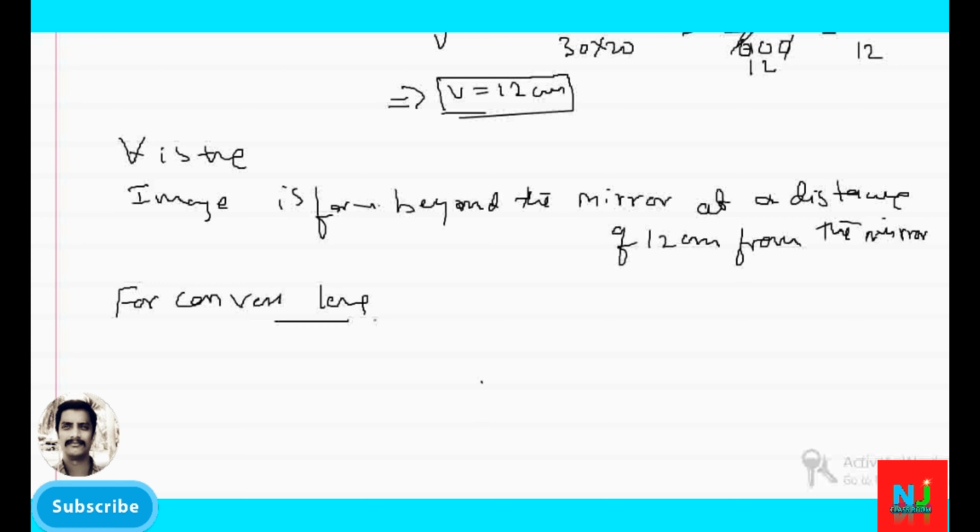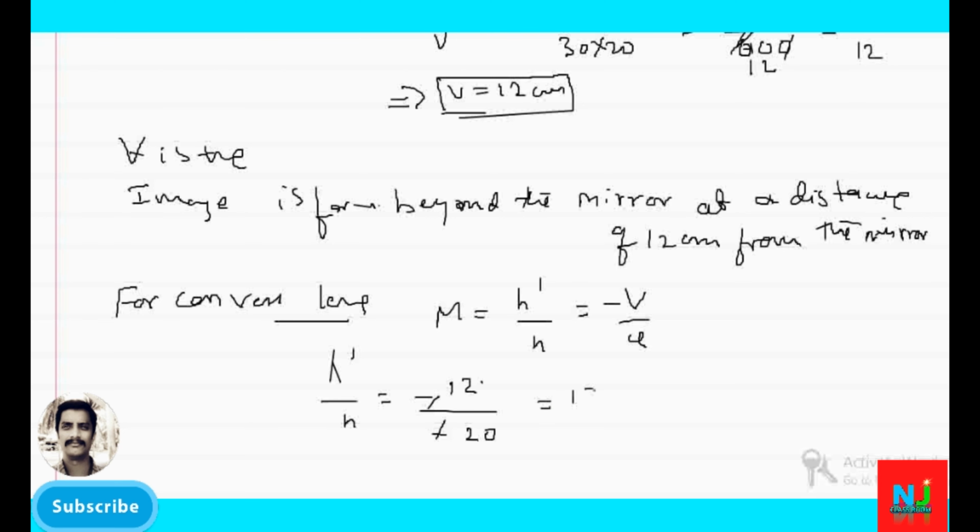Convex lens: M is equal to h dash by h is equal to minus v by u. We have to calculate the h dash. h dash divided by h is equal to minus v. v is equal to 12 centimeter. What is u? u is equal to 20 centimeters. So minus minus cancel. It is equal to 12 by 20. By simplifying, it is 3 by 5.